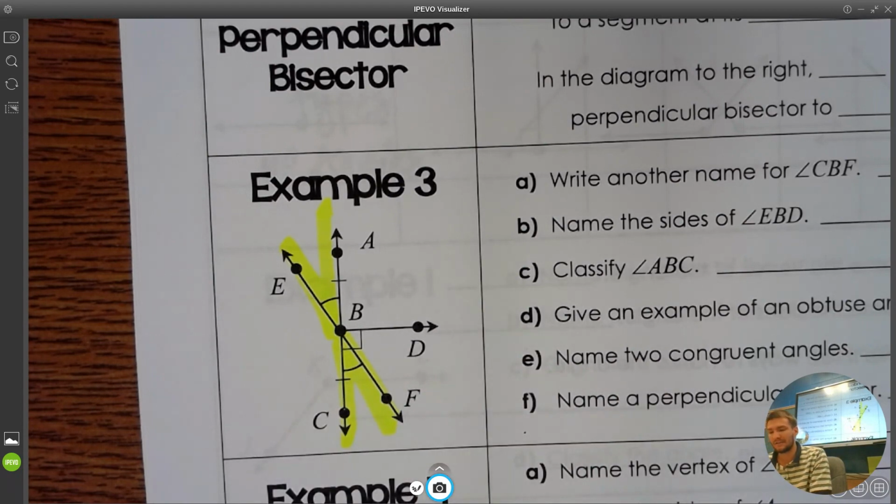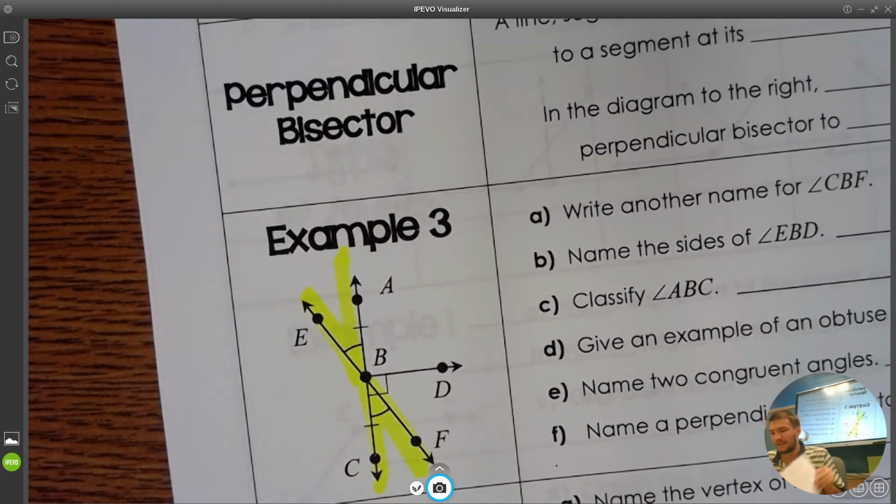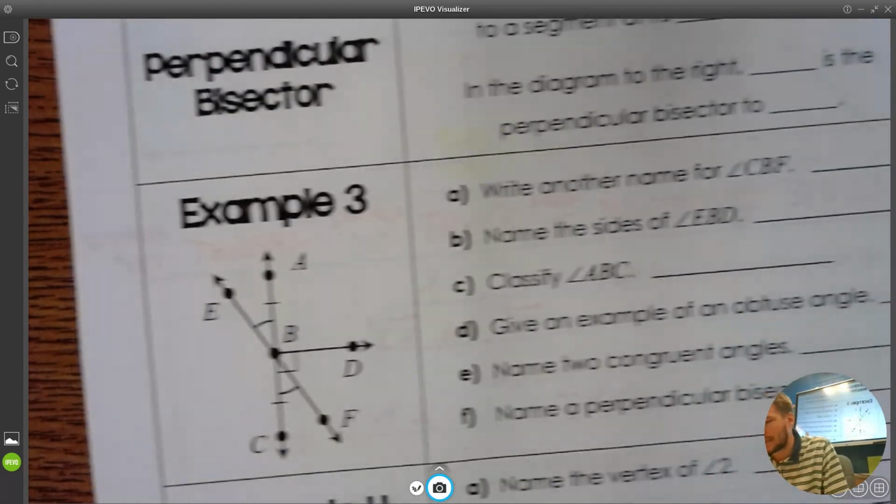Okay, let's move on. We're going to get through these notes and we're going to be done in just a second. So let's go back up. Let's get our perpendicular stuff and we'll be straight.